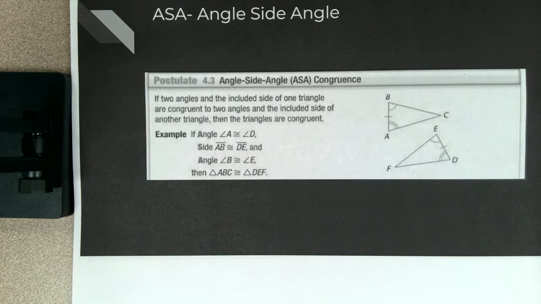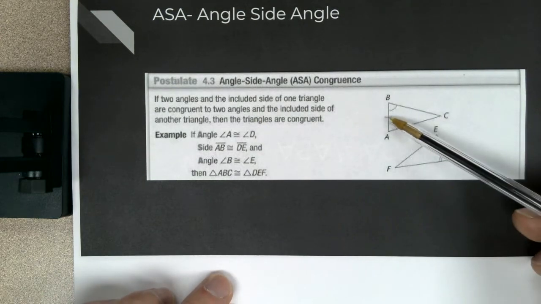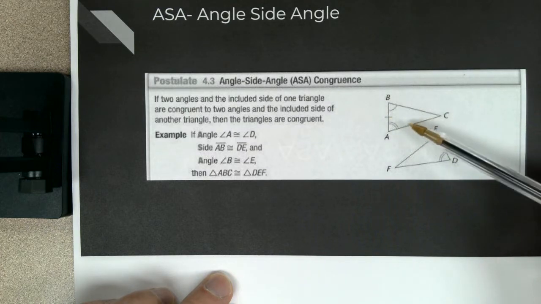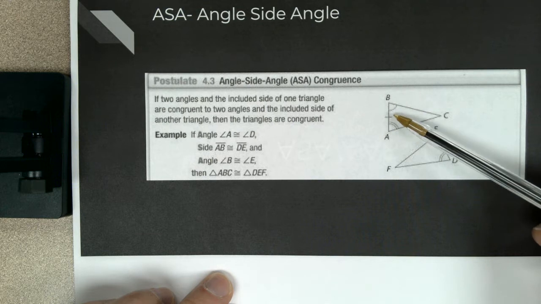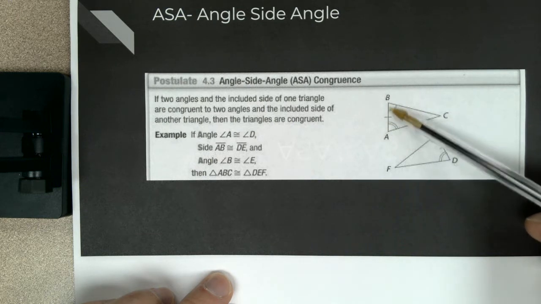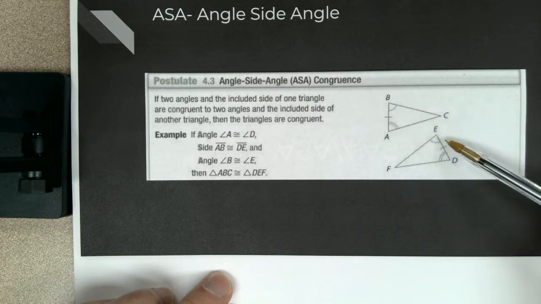It says if two angles and the included side of one triangle are congruent to two angles and the included side of another triangle, then the triangles are congruent. Again, for angle, side, angle, it's all about the placement of where the side is. So remember we talked about an included angle when we did side, angle, side. With angle, side, angle, we're talking about an included side. So the side is in between the two angles.